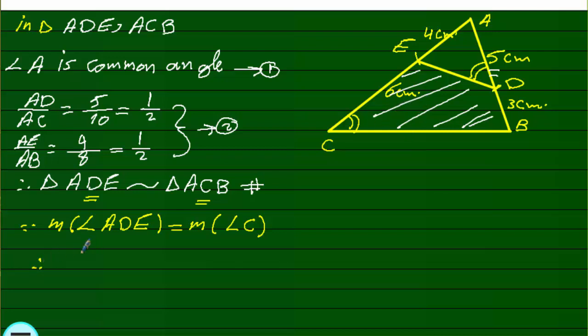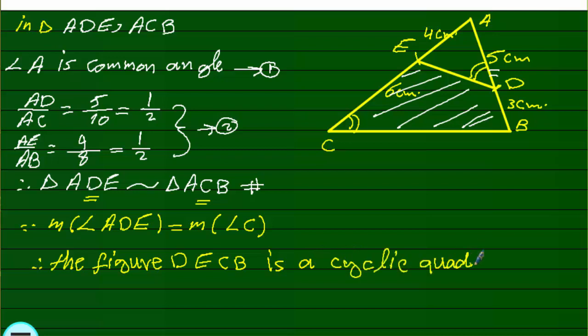So the figure DECB is a cyclic quad. Also, you can say that since measure of angle AED equals the measure of angle B here from the similarity of two triangles, then this figure is a cyclic quadrilateral.